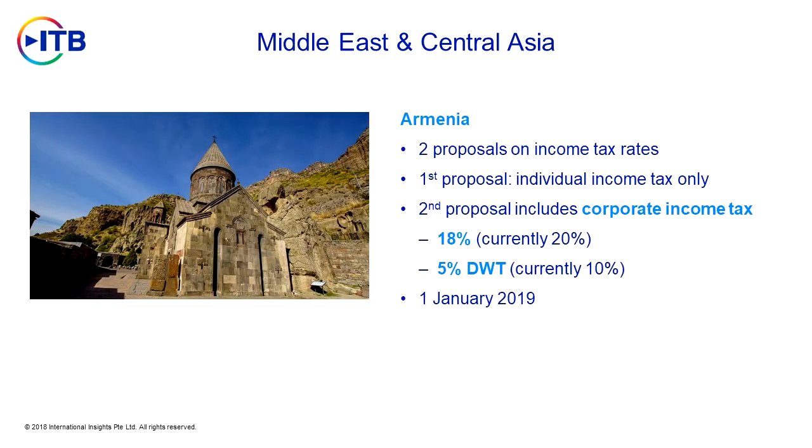And now to the Middle East and Central Asia. In Armenia, the government has released two alternative proposals in regard to income tax rate changes. The first proposal deals only with individual income tax, but the second proposal contains changes to both individual income tax and corporate income tax. For corporate income tax, the rate would become 18%, down from the current 20%.